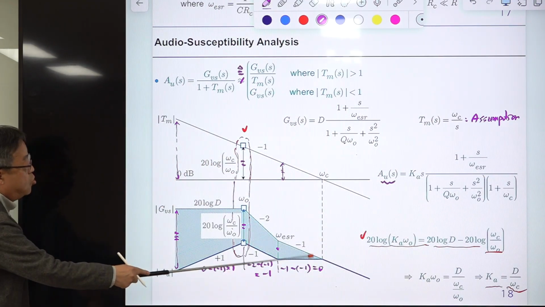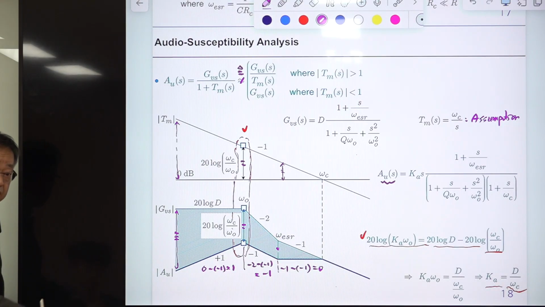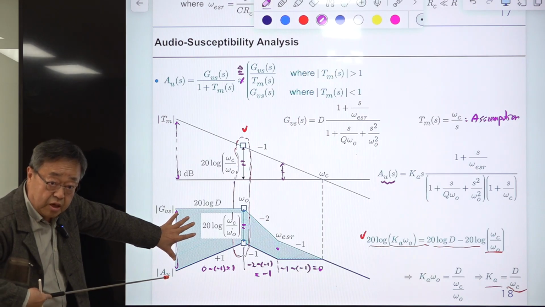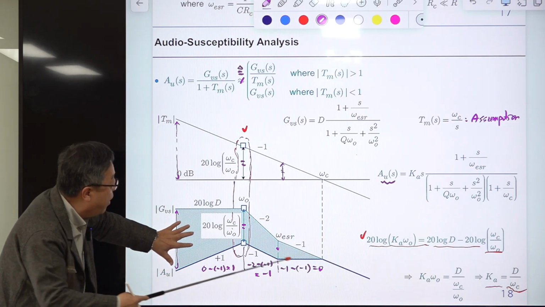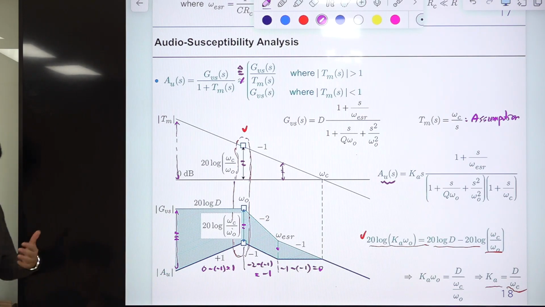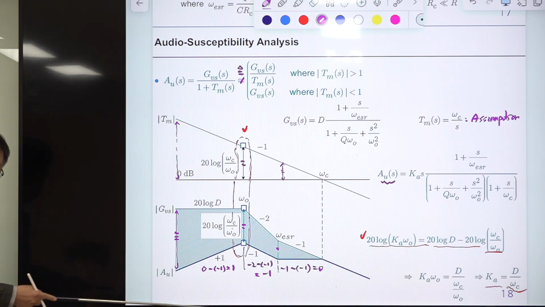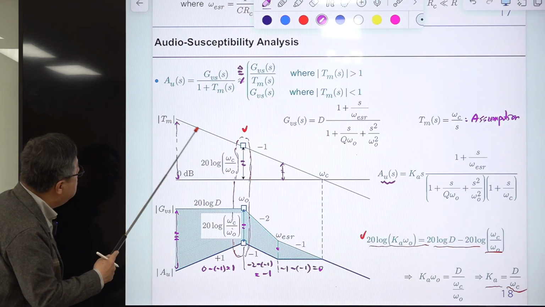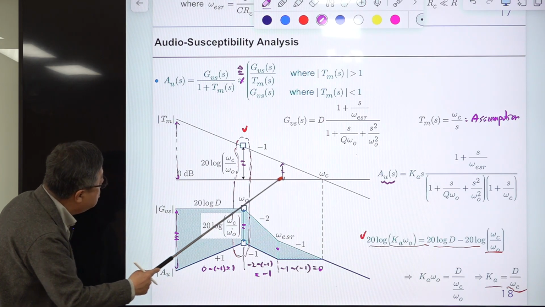But this is the closed loop audio susceptibility. Then you have additional attenuation of this much. Okay, so this explains the benefit of negative feedback. With negative feedback, you can regulate the output voltage at a constant value, and in addition to that, you improve this audio susceptibility this much. Okay, that's one thing. And you have this triangular region here.